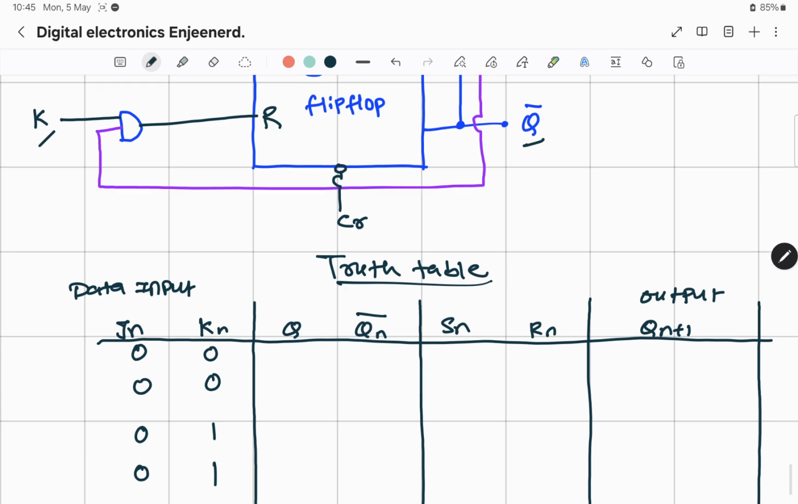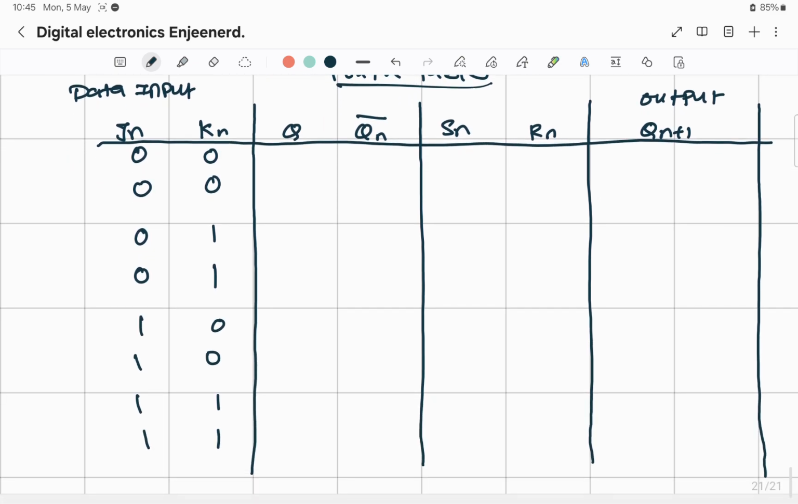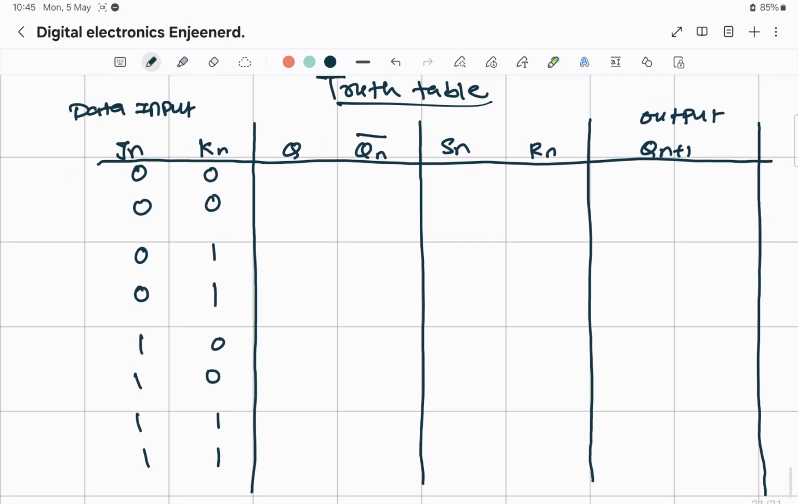So let us come to the truth table. See here, this is the truth table for the JK flip-flop, developed out of the SR flip-flop. Initially I have considered 4 conditions. J and K equal to 0 0, then I have 0 1, 1 0 and 1 1. But I have written each twice. What is the reason for writing twice? The reason is the output. The initial state, the Qn state, could be 0, it could be 1.